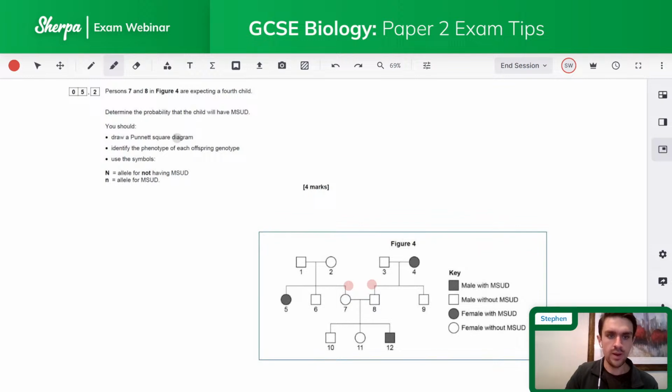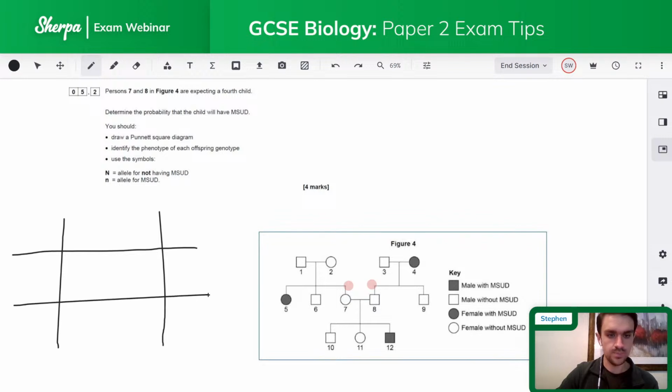You should draw a Punnett square diagram, identify the phenotype of each offspring genotype, and use the symbols N for the allele for not having MSUD and little n for the allele for MSUD. So what we need to do is draw a Punnett square, and we also need to answer all of these different bits that it's telling us to. We're not just going to ignore what we should do, we're going to do exactly what the question says. So Punnett squares, we know these. We're going to draw out a Punnett square. They look like this, a little box with 4 quadrants that we can draw out like so.